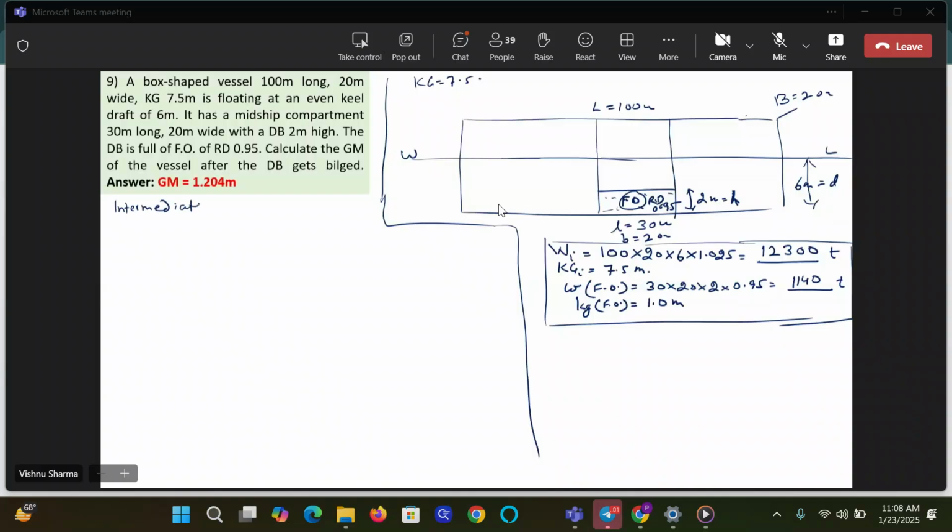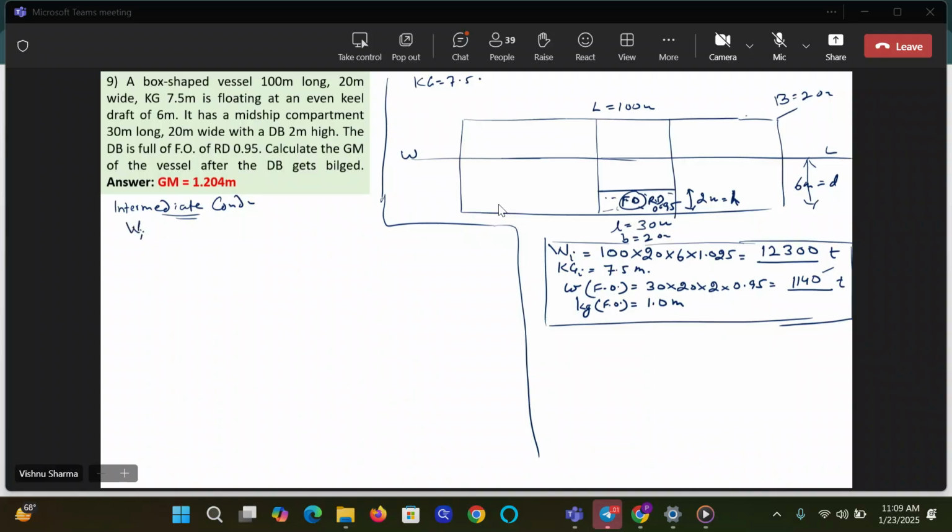What is this intermediate condition that we have named here? It is an imaginary condition in which, with the vessel remaining intact, the compartment which is getting bilged is assumed to have been intentionally emptied. That means the liquid has been discharged. So what will happen? When you discharge this 1140 tons of liquid oil from this DB, the displacement of the vessel will change. Am I right? Correct, beta?